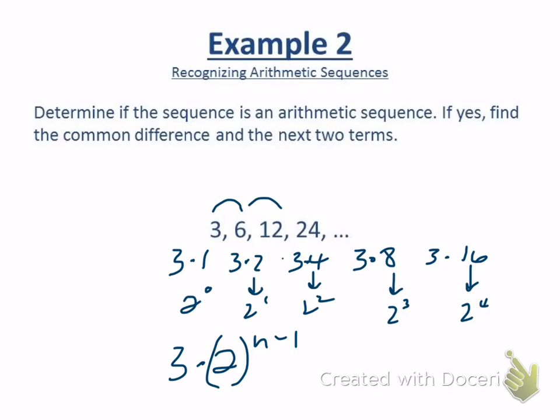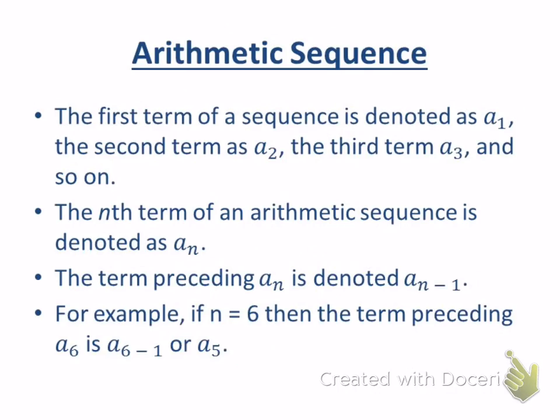Actually, n minus 1 because we start with 2 to the 0. So the first term is 3 times 2 to the 1 minus 1. 2 to the 0, that's 3. Okay? So this is an exponential sequence. It is a sequence of terms because it follows a rule. All right? Now, let's get some notation here.